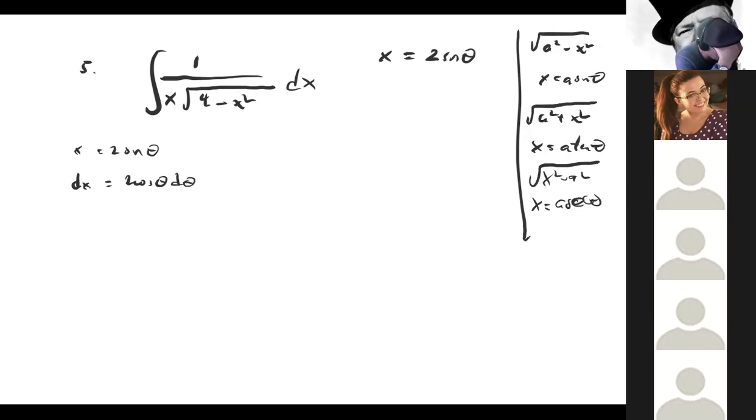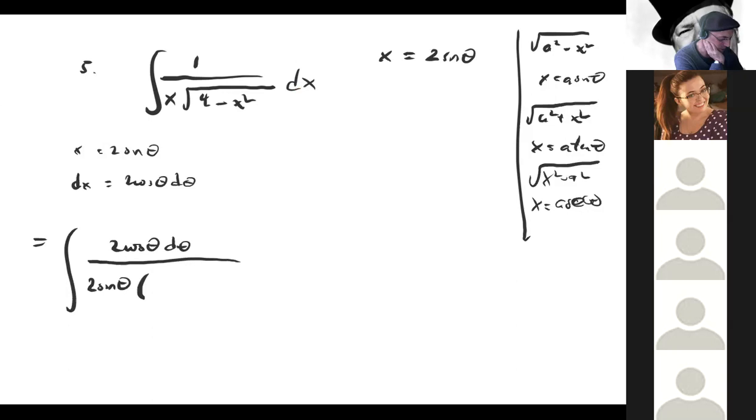And we have to rewrite the integral in terms of theta now. And how are we going to do that? Well, we have dx over here. We have to put that in. So dx is 2 cosine of theta d theta. That takes care of the dx appearing in the integrand above. Now we have to take care of the x. What's x? It's 2 sine of theta.